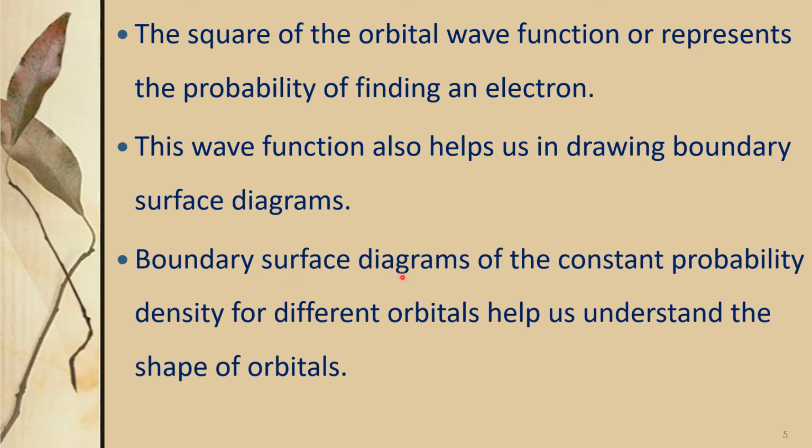Boundary surface diagrams of constant probability density for different orbitals help us understand the shape of orbitals. So the shape of an orbital depends upon what? The psi square value and the boundary surface diagram.